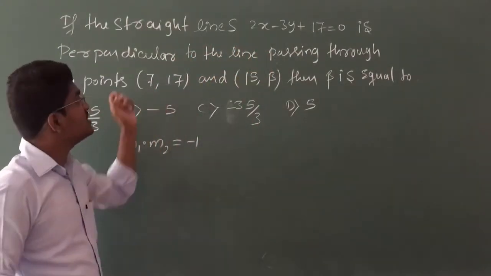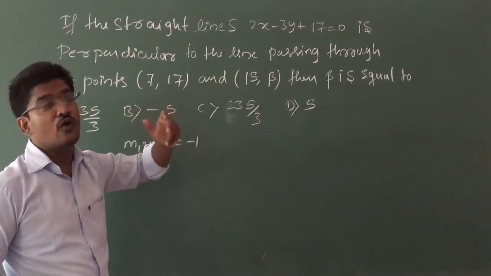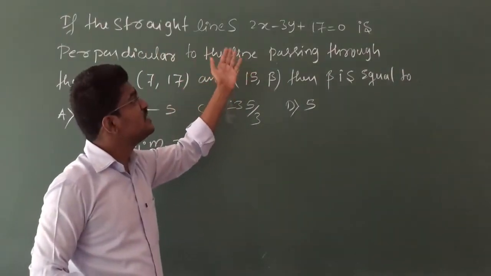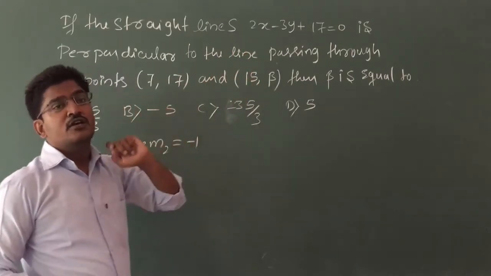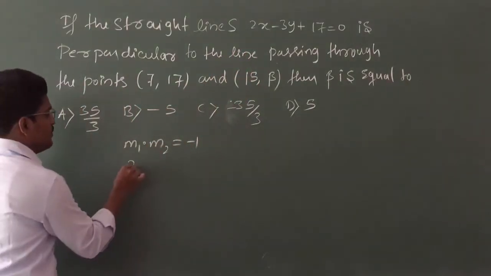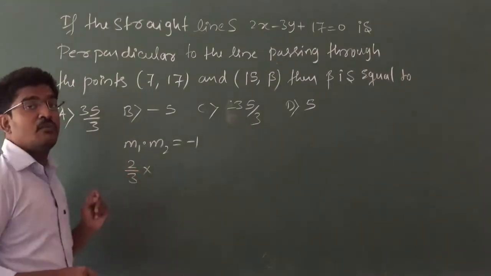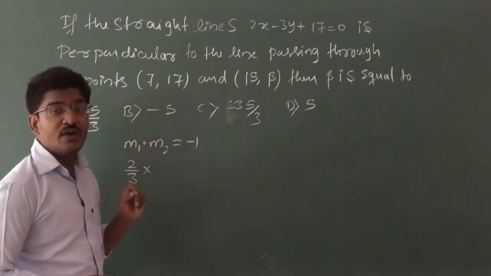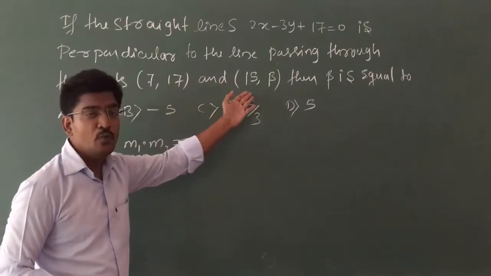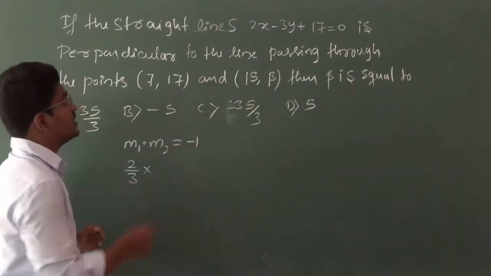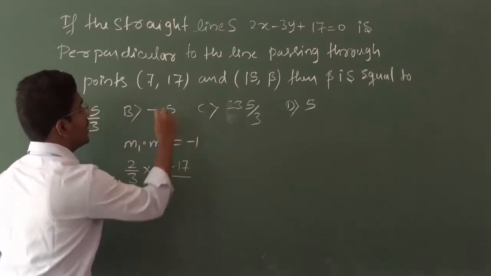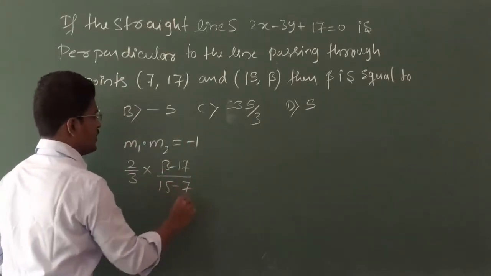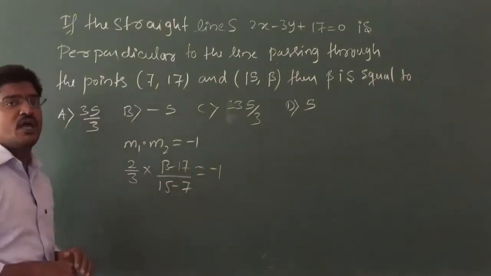So if I take m1 is the slope of line 1, as you all know, it is in the form of ax plus by plus c equal to 0. Slope will be minus a by b. So minus a by b means it will be 2 by 3 multiplied with slope of m2. Slope of m2 means you have 2 points. You can find the slope, that is y2 minus y1, beta minus 17 divided by 15 minus 7. This must be equal to minus 1.